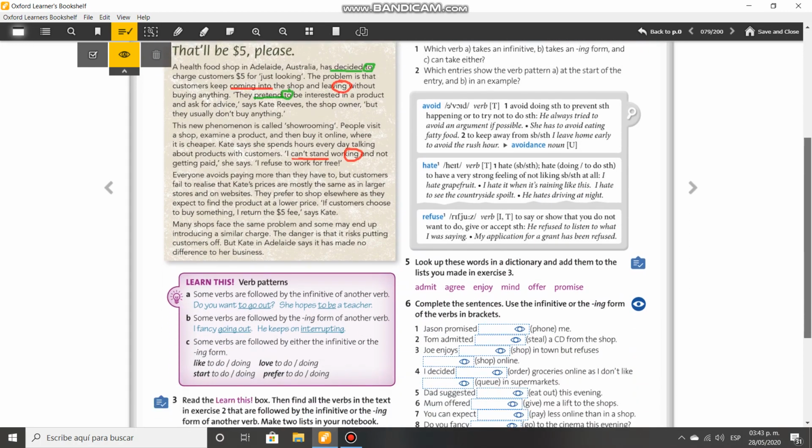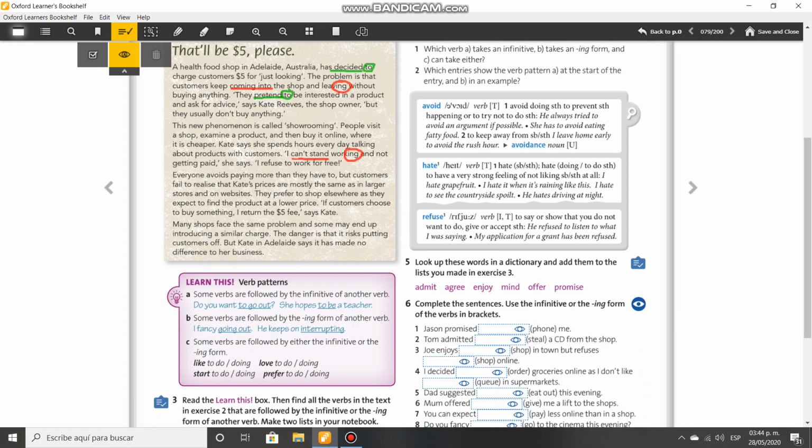Now, let's check the Learn This box, and this is the most important thing in this unit. And it says verb patterns. Some verbs are followed by the infinitive of another verb. Do you want to go out? Do you remember? When we use to, we usually use the verb in the infinitive form. She hopes to be a teacher. Some verbs are followed by the ing form of another verb. For example, I fancy going out. He keeps on interrupting. You have the ing form.